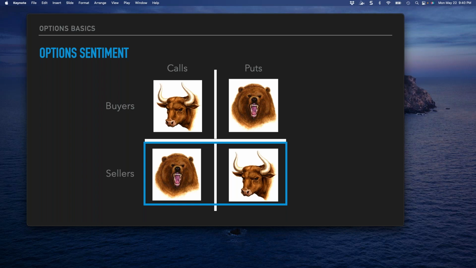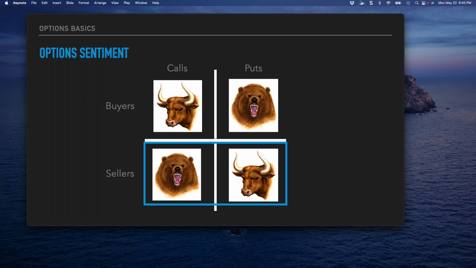In the Rebel Income System, we focus on being sellers rather than buyers. The primary reason for that lies in the probability of success of different trading styles. Time has proven over and over again that option buyers lose far more frequently than they win over time, between 70 to 75% of the time, in fact. Now, if we think about that from the perspective of an option seller, that means that if buyers are wrong 75% of the time, sellers are right 75% of the time.